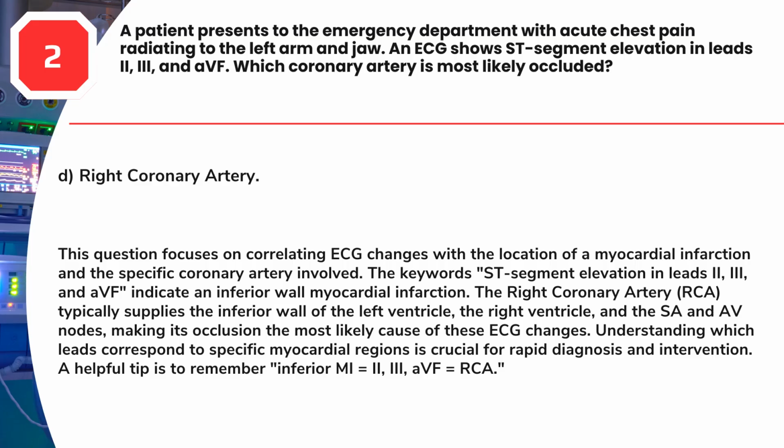This question focuses on correlating ECG changes with the location of a myocardial infarction and the specific coronary artery involved. The keywords ST segment elevation in leads II, III, and aVF indicate an inferior wall myocardial infarction. The right coronary artery, RCA, typically supplies the inferior wall of the left ventricle, the right ventricle, and the SA and AV nodes, making its occlusion the most likely cause of these ECG changes.